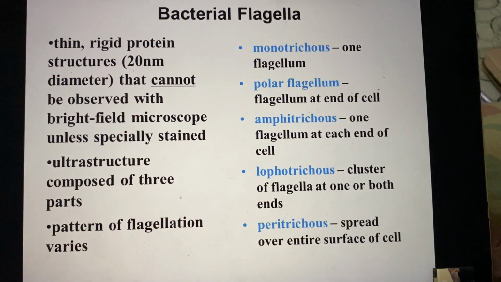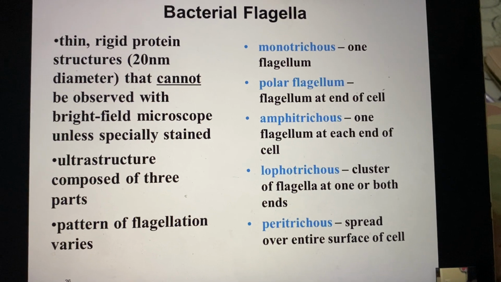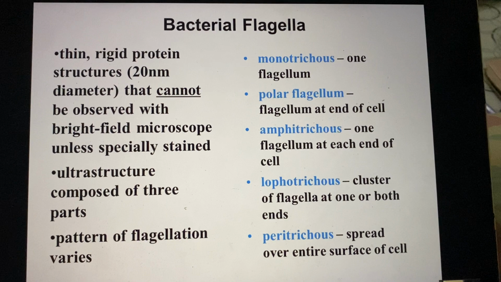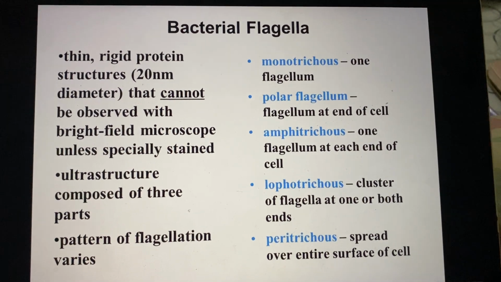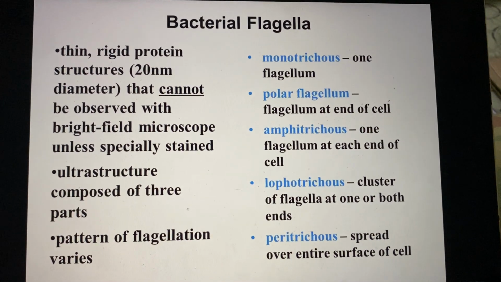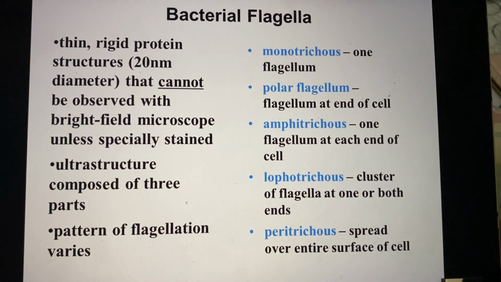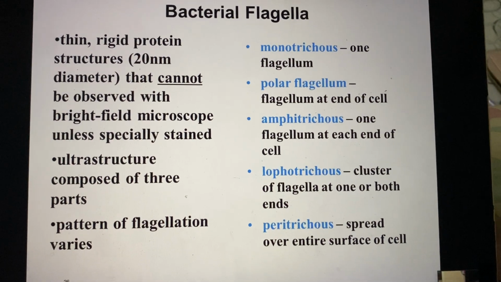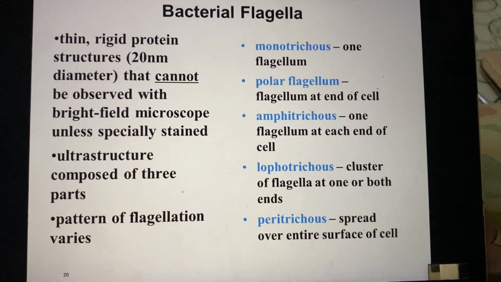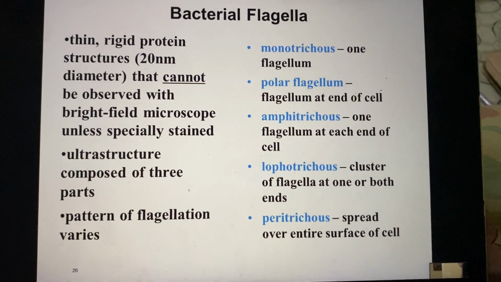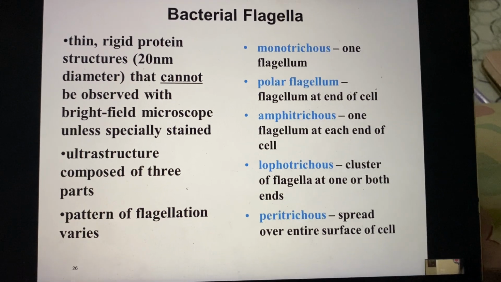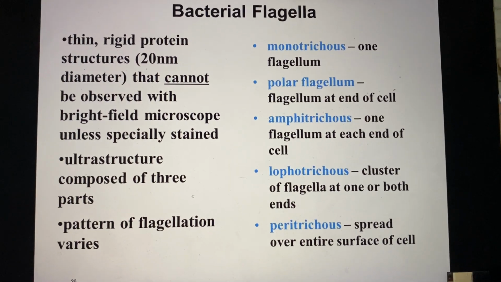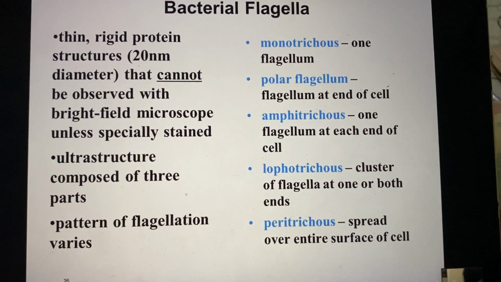But the patterns of flagellation have also been described. So you should be familiar with the terms monotrichous, amphitrichous, lophotrichous, and peritrichous. So monotrichous has one flagellum. Polar flagellum will be called the one where the flagellum is at the end of the cell. Amphitrichous is the one where flagella are on both sides. Amphi, again, meaning both sides. Lophotrichous, a cluster on one or both sides coming out as a cluster. And peritrichous, where the flagella are arranged on the entire surface.